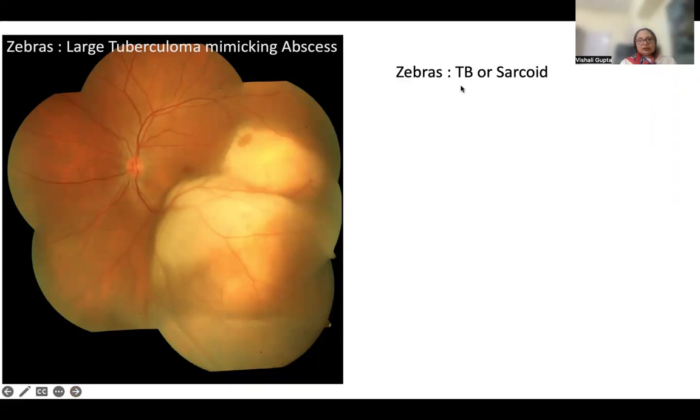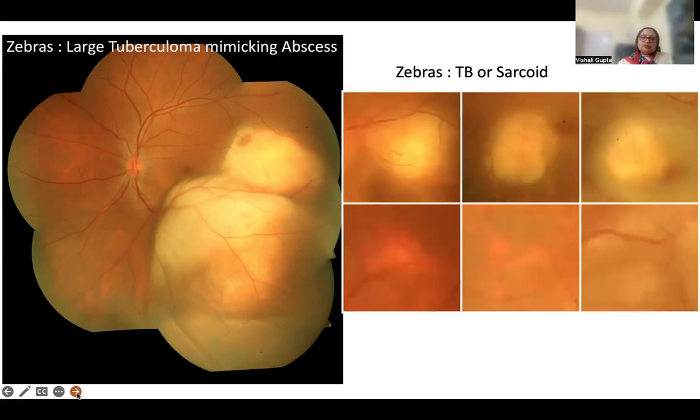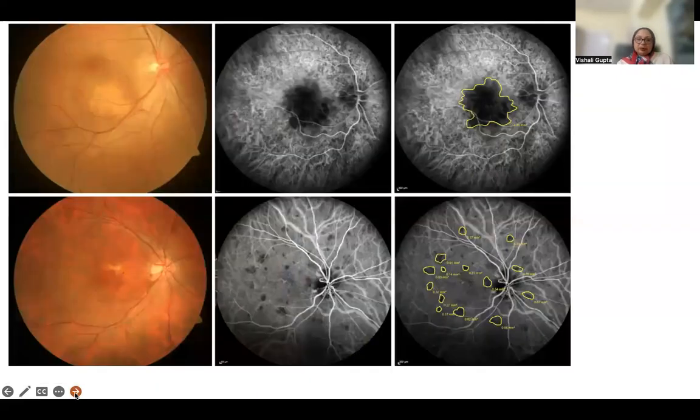Another zebra that we encounter in our choroid all the time is that we are confused sometimes between TB versus sarcoid granuloma. Now, this top one is how TB granulomas look, whereas the bottom one is sarcoid granuloma. We did publish recently about how to differentiate between TB and sarcoid granulomas.